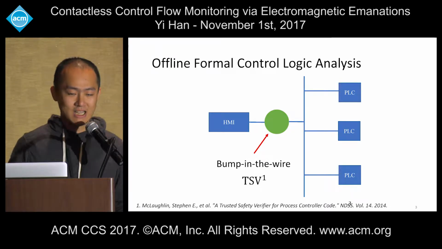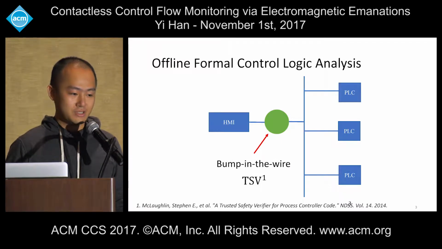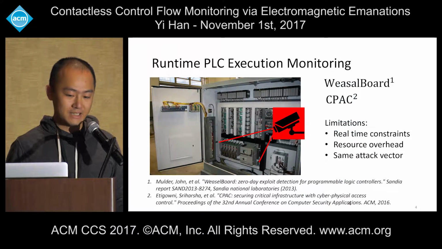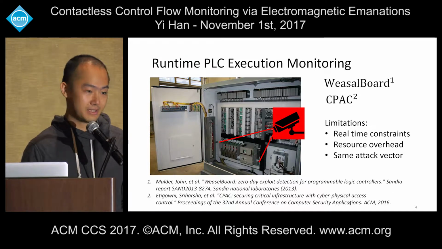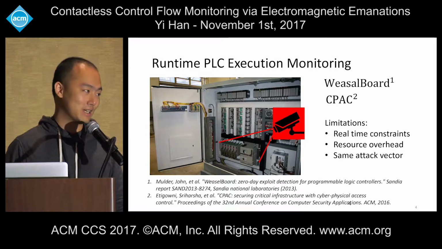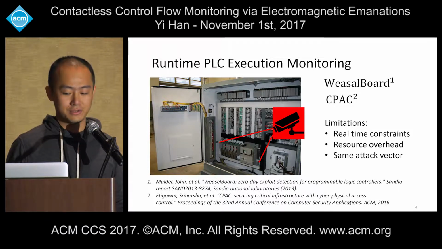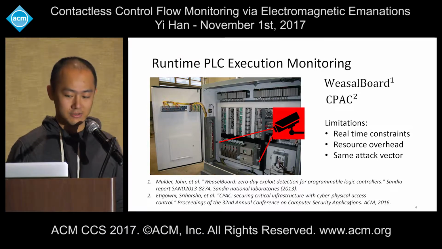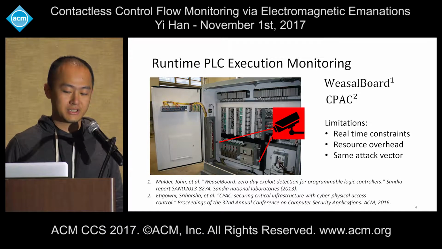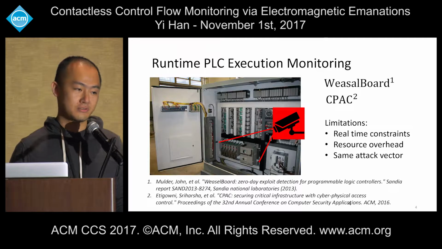Online methods try to monitor the executions of the PLC at runtime. What they usually do is put an extra piece of code in the PLC to supervise the executions. Examples of such techniques include CPAC. But it also has its limitations. First, a PLC is a control device, so it has very strict real-time constraints, and also it has limited software resources. So putting extra code in the PLC will potentially cause delays of the executions, and moreover, might cost resource overhead.